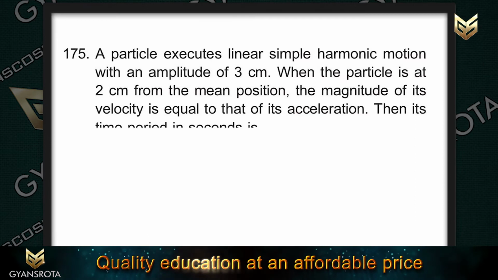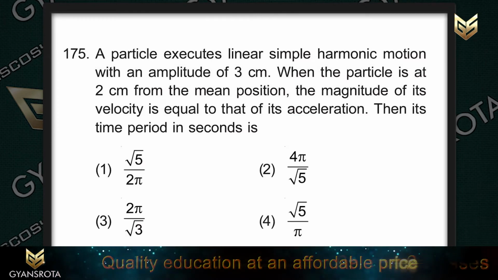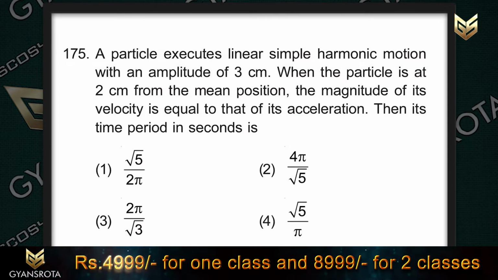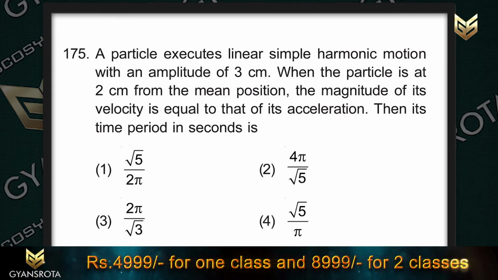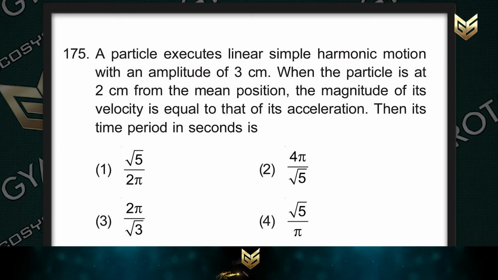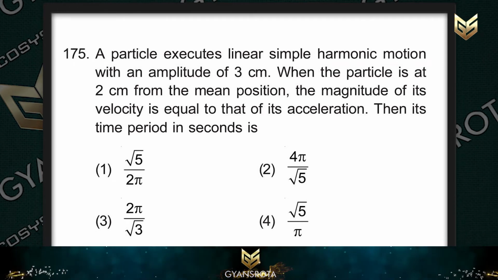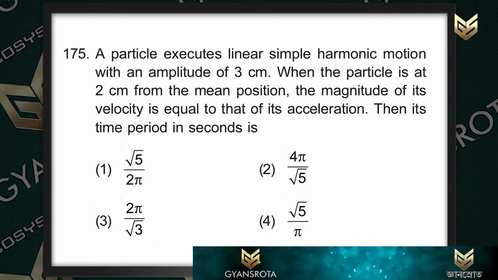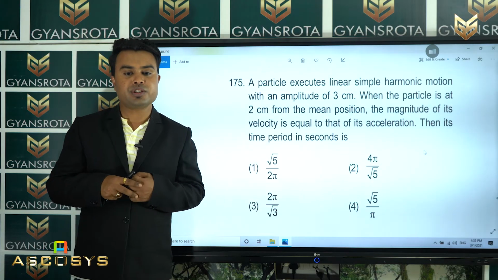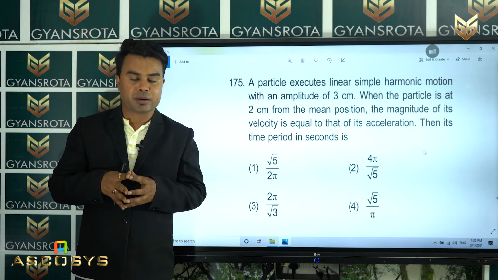A particle executes linear simple harmonic motion with an amplitude of 3 centimeter. When the particle is at 2 centimeter from the mean position, then the magnitude of its velocity is equal to that of its acceleration. Then its time period in second is. This is a question from the chapter simple harmonic motion.